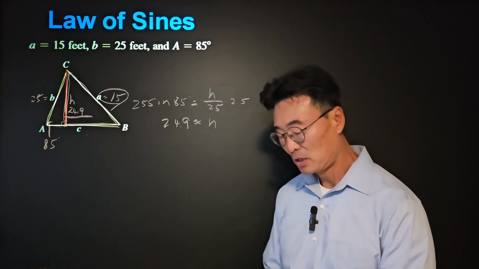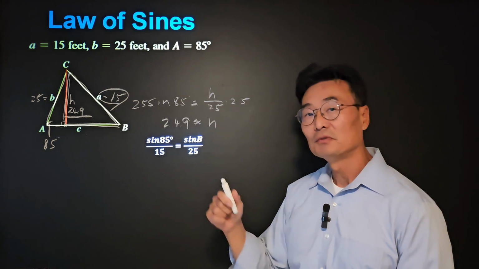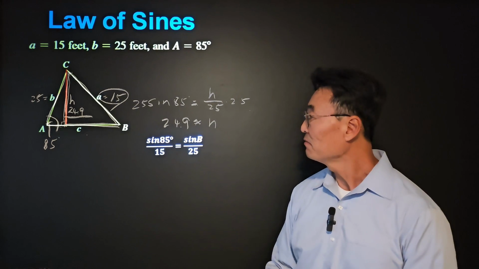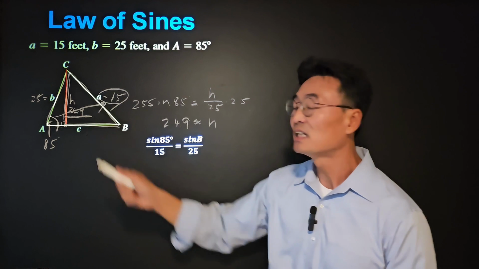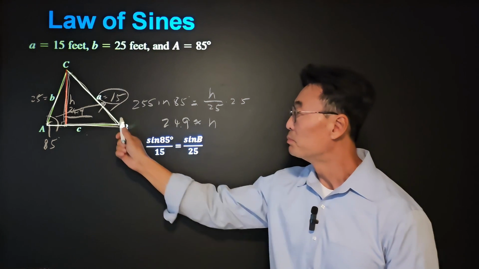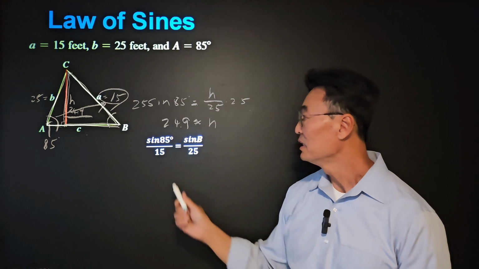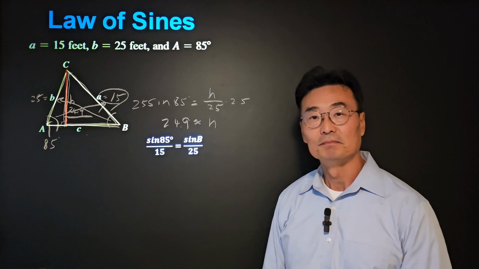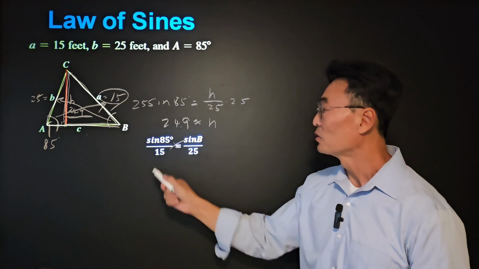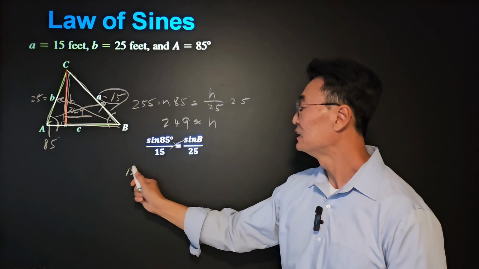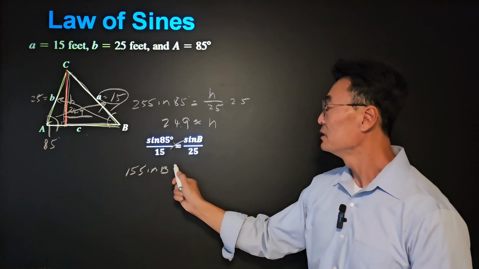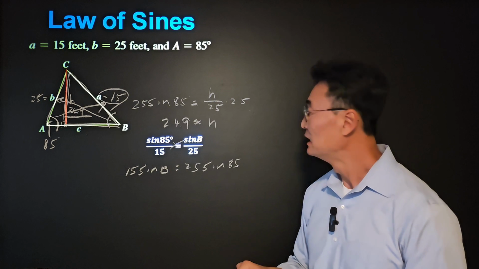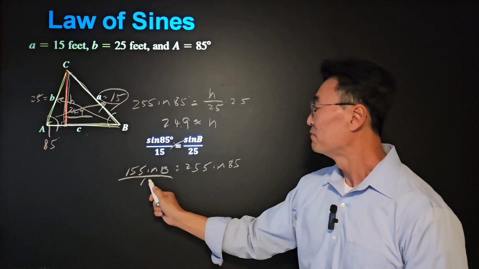Here's another way. What we could do is we could set up this equation using the law of sine. So we'll start with sine of 85 over 15, which is the opposite side, equals sine of b, since we don't know angle b, and then we'll set that over 25, which is opposite of angle b. Then we'll go ahead and cross multiply, where we get 15 sine of b equals 25 sine of 85. And then we'll go ahead and divide by 15.